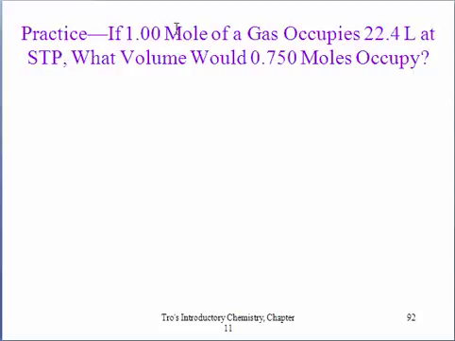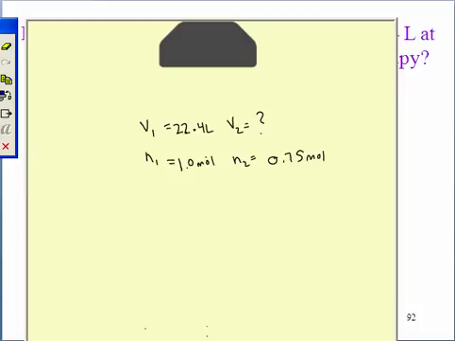Okay, so what are we given? We're given 1 mole occupies a volume of 22.4 liters. And then what would 0.75 moles occupy? Okie dokie. So in this case, we're writing down our initial conditions, and then in our final condition, we're solving for our final volume. So let's go ahead and write Avogadro's law.